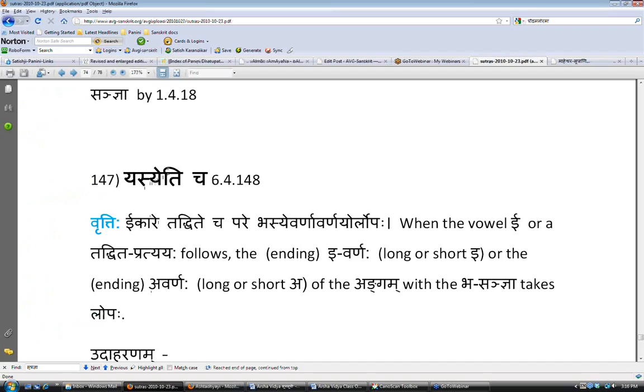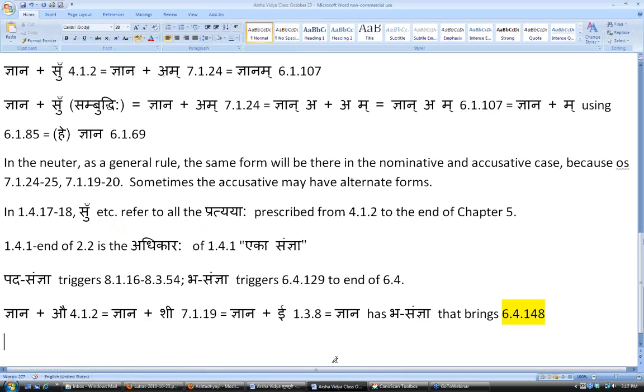And the anuvritti of Tadhita is coming down. So ikare, that's the iti. Yasya iti cha. Ikare tadhite cha pare, bhasya ivarna varnayor lopaha. Now what do we have right now? Right now we have jnana plus E, and this one does have the Bhasanya. It is also avarnanta. So everything is satisfied, and now we can get the lopa of the akara, which is anishta lopa prapta, which we don't want to take place.